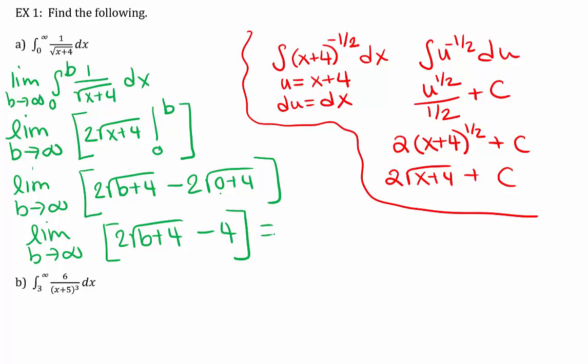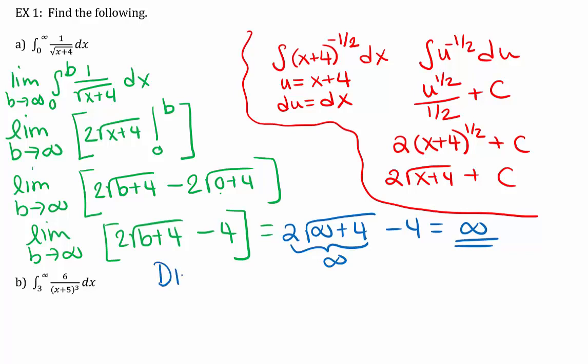To find this limit, I plug the infinity in for b. So 2 square root of infinity plus 4 minus 4. And infinity plus 4 is infinity. And if you take the square root of infinity, you still get infinity. And so what this means is this limit doesn't converge to a number. When we get an answer of infinity, we would say that the integral diverges. This means that from x equals 0 to x equals infinity, the area underneath that curve is infinite. Now, sometimes we're actually going to get numbers though, and in those cases, we'll say that our integral converges.